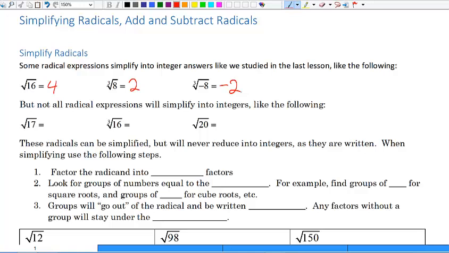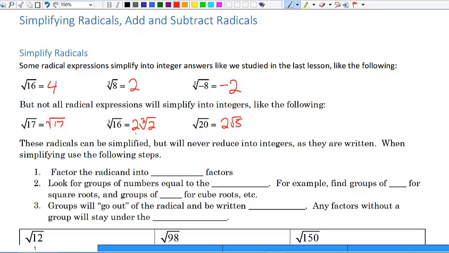Now, not all radical expressions will simplify into integers like we just did. So here are some examples that don't simplify. The square root of 17 doesn't reduce, so we're just going to leave it the square root of 17. The cube root of 16 reduces into 2 cube roots of 2. And the square root of 20 reduces into 2 square roots of 5.